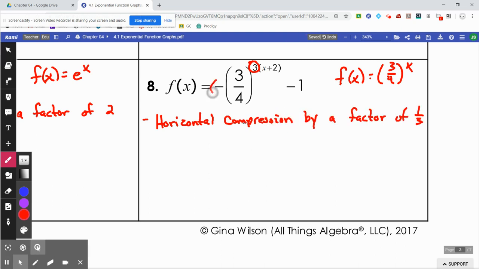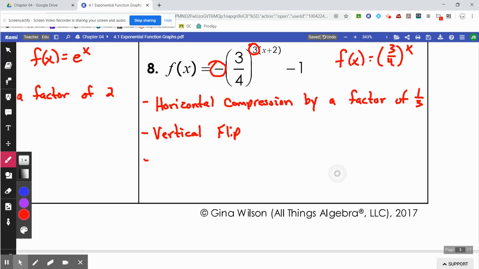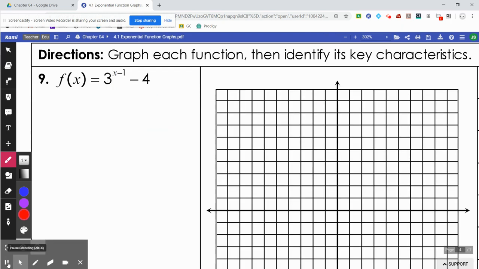Next up, the flips, you have a negative out front, so since it's not up there with the x, it would be a vertical flip. And finally, the two translations, this will be left 2 and down 1. That's it.